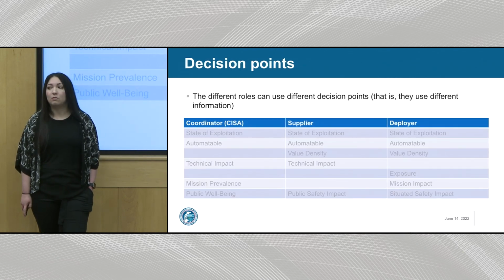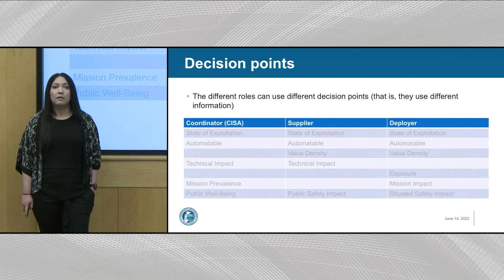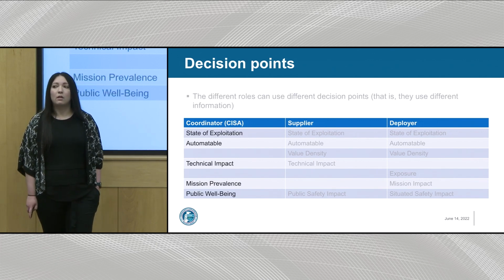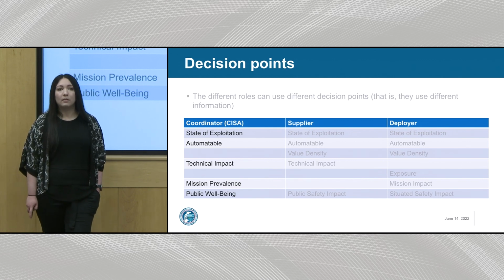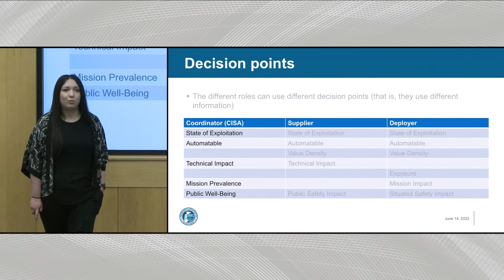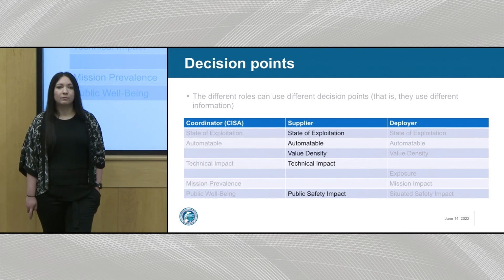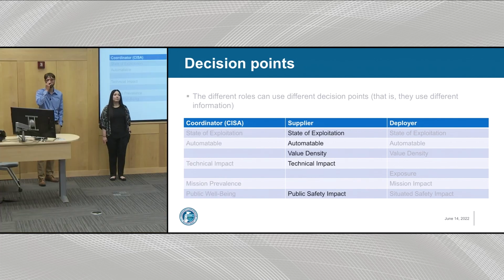Different roles can use different decision points. That is, they use different information. As shown in the table, these 5 decision points are utilized in the SSVC decision tree. There are related ones that a supplier would use. So you can see that the supplier and the coordinator both might use the technical impact information item.